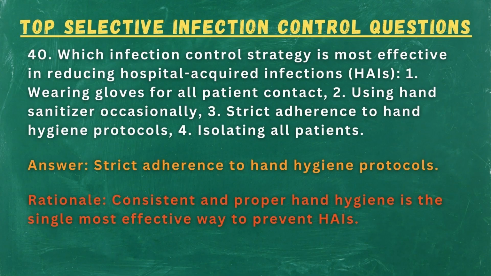40. Which infection control strategy is most effective in reducing hospital-acquired infections (HAIs)? 1. Wearing gloves for all patient contact. 2. Using hand sanitizer occasionally. 3. Strict adherence to hand hygiene protocols. 4. Isolating all patients. Answer: strict adherence to hand hygiene protocols. Rationale: consistent and proper hand hygiene is the single most effective way to prevent HAIs.